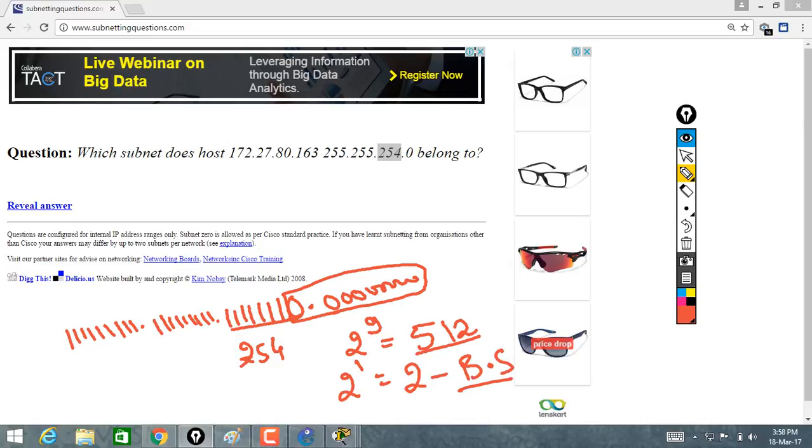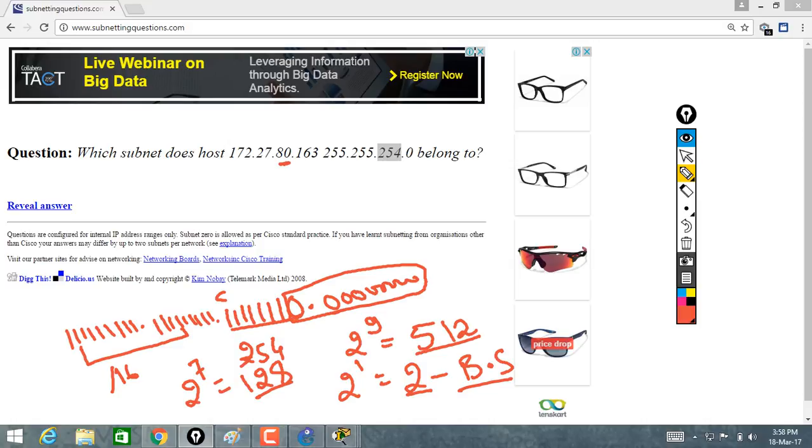Since this is a class B address, the default subnet mask of class B is /16, so you can't change that part. But the 2 power 7 will give you the total number of subnets, which will be 128 subnets. You can create a total of 128 subnets, and the block size will be 2, and the changes will be over here. The network will get changed over here.